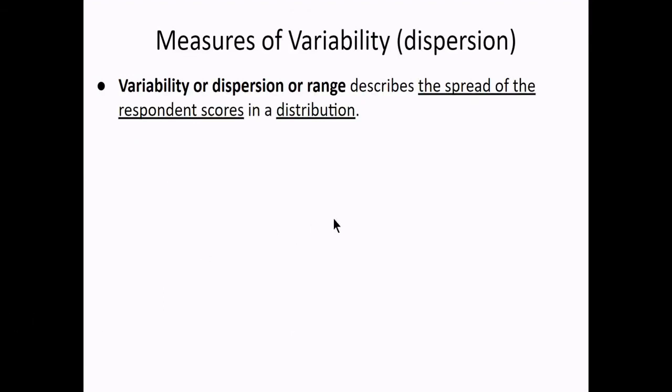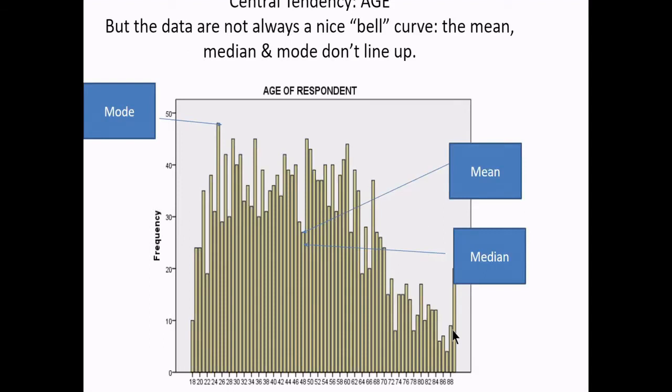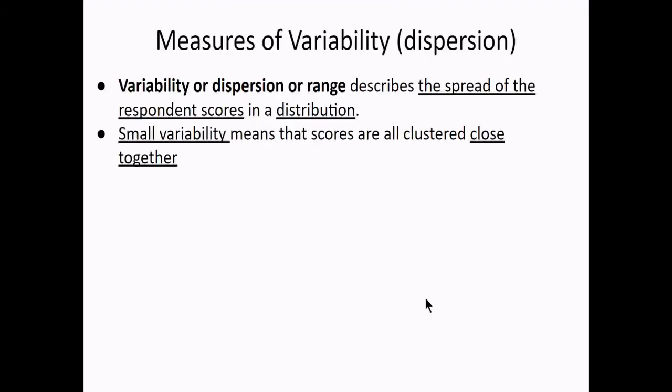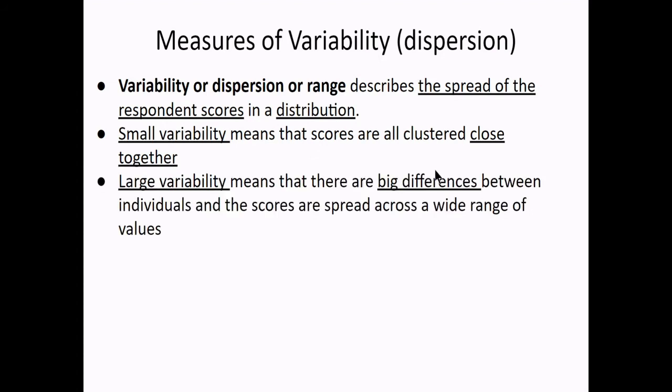There's also measures of variability or measures of dispersion, and these are instruments that we can also use to tell an interesting story about a single variable at a time. Dispersion or variability basically describes the spread of, let's say, respondent scores in a distribution, okay, like how spread out age is around the mean in particular. Okay, small variability or small dispersion means that the scores are all clustered close together. Large variability means that there are large differences. They're all spread out among respondents.